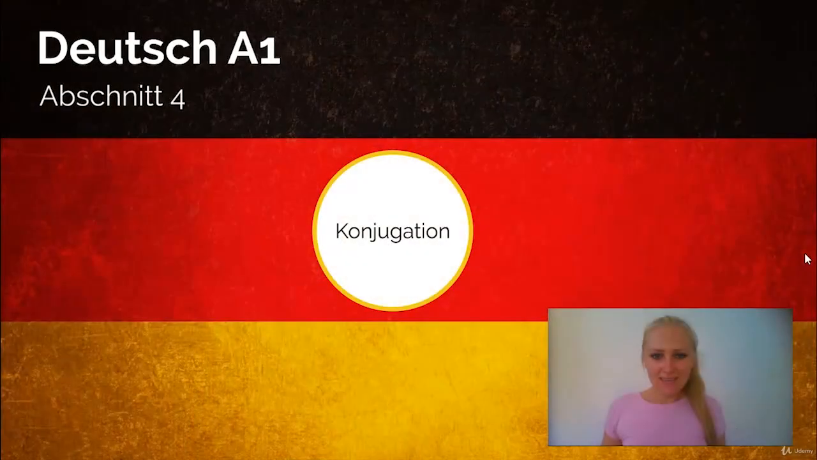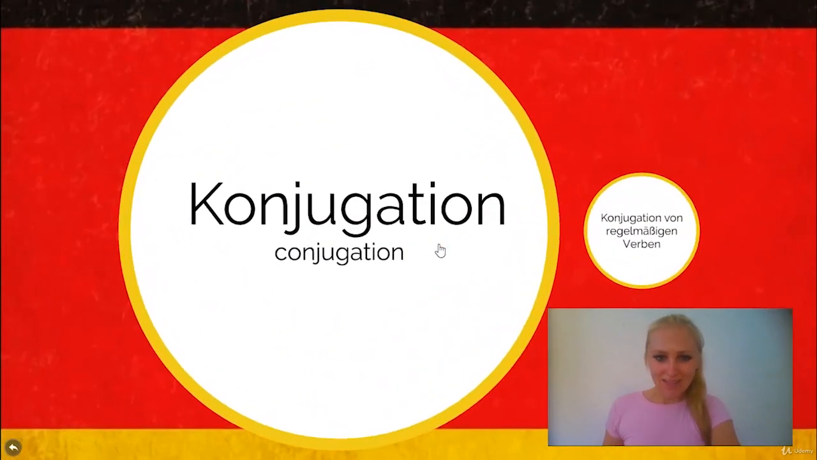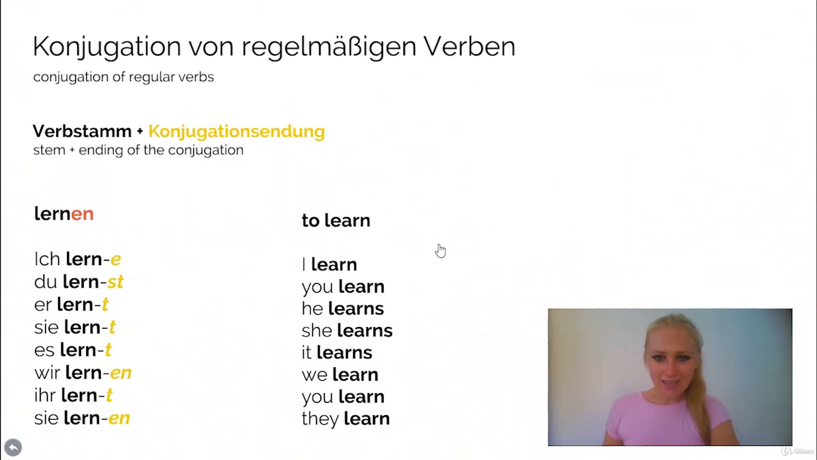Welcome to chapter 4. In this chapter you will learn how to conjugate regular verbs in German. So in this chapter you are going to learn the German conjugation, or as we say, Konjugation. Let's have a look at how we conjugate regular verbs. Okay, this chapter is about regular verbs.